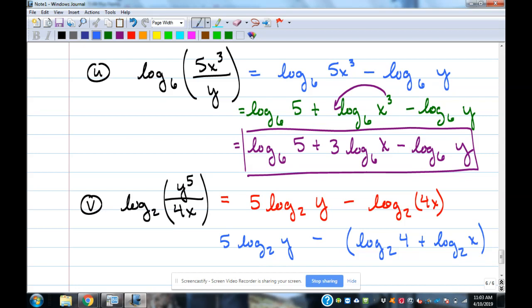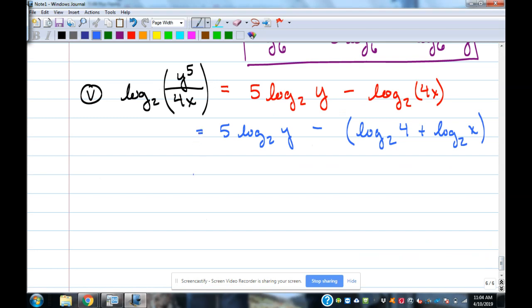So this is one way to write the answer. What's another way? It's also accepted: 5 log base 2 of y minus log base 2 of 4 minus log base 2 of x. Why is that the same thing as the line above it? It's a negative in front of those parentheses, so it's like I distributed the minus sign to both pieces. In the original problem, both pieces were divided by, right? So in the expanded form, both pieces should be subtracted, okay?